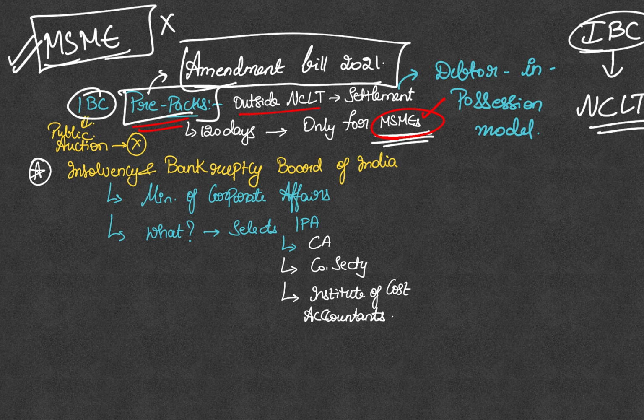Here, this process is not taken to the National Company Law Tribunal, and it is an out of court settlement within the ambit of the Amendment Bill 2021. So instead of the usual 330 days, within 120 days, there should be a mechanism to come out of the debt.